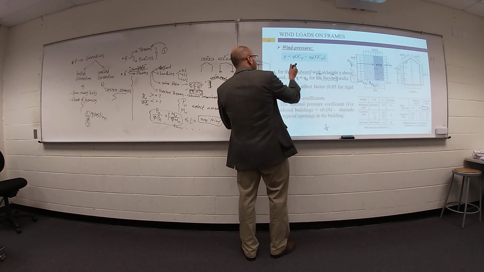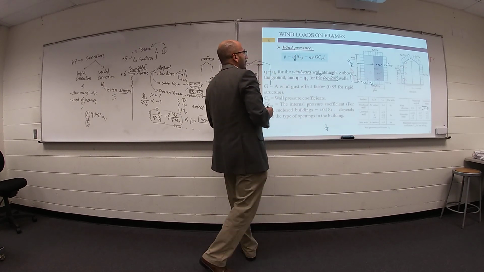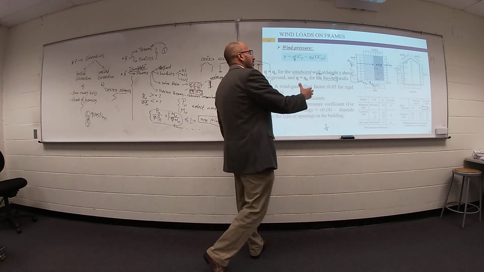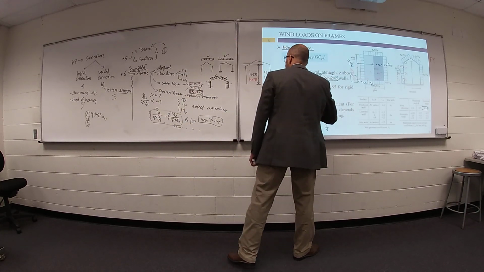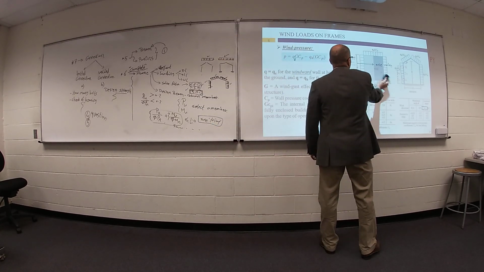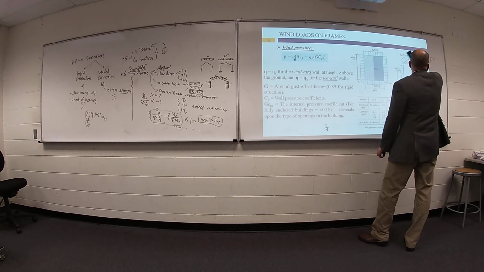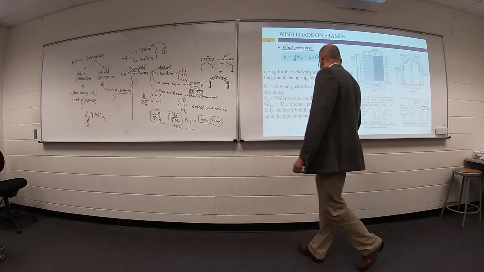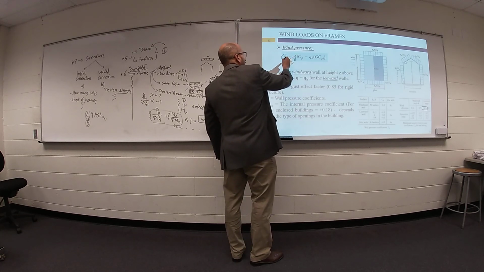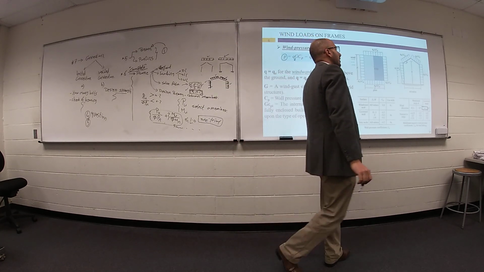So this one is QZ times G times CP minus QH times GCPI. Remember, this equation will be changed a little bit.